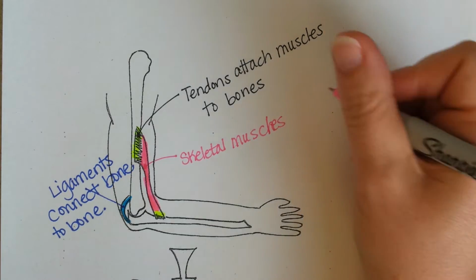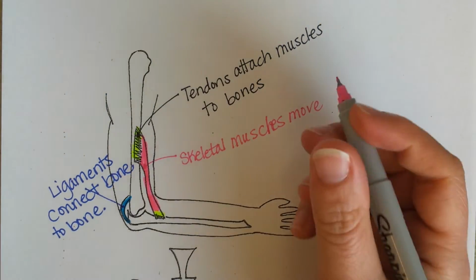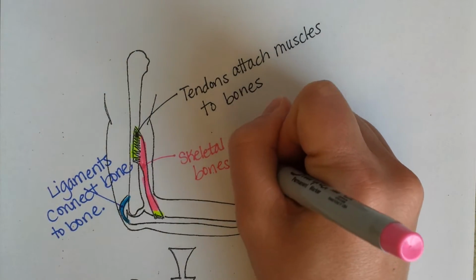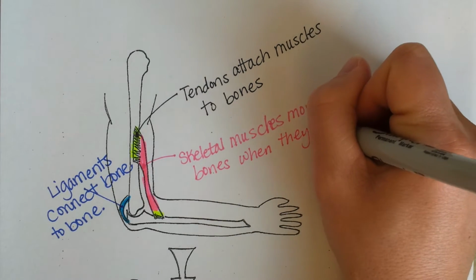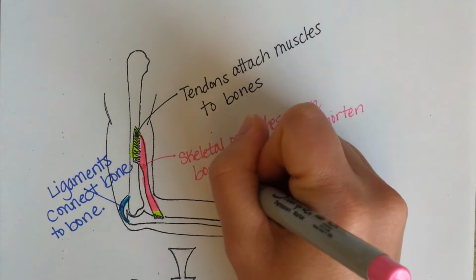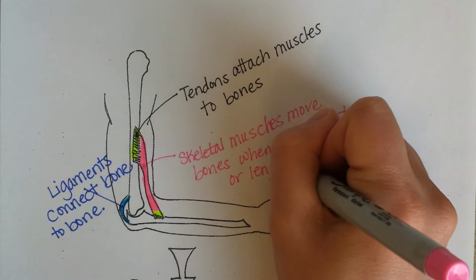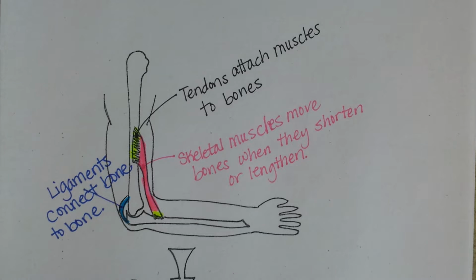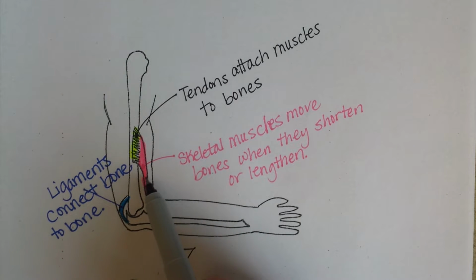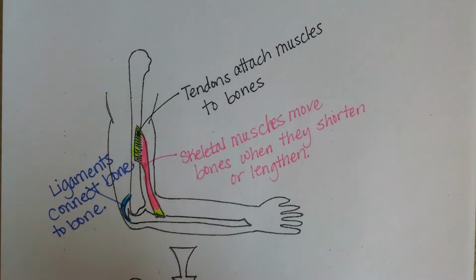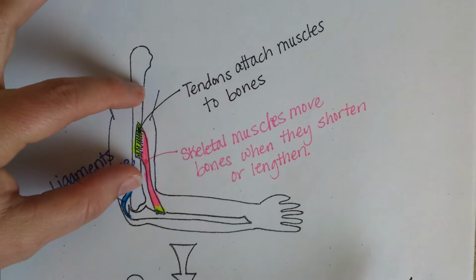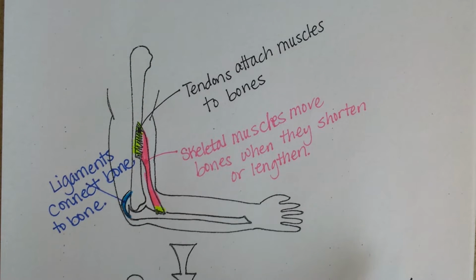Skeletal muscles move bones when they shorten or lengthen. All right, and then the muscle is attached to two different bones. Every single skeletal muscle has to cross at least one joint, or it would just be pulling on one bone, and that's not going to do any movement. That would just hurt. So a muscle must always cross at least one joint.